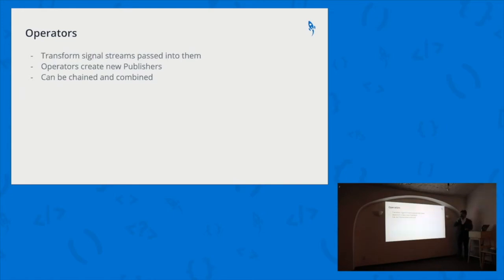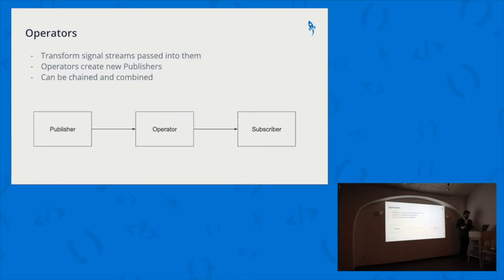So the third and perhaps most important part of reactive programming are the operators. And operators work on the event stream that's passed between the producer and the subscriber. And an important thing is that they create new publishers. So if you take a publisher and an operator, together they create a new publisher. So they can encapsulate them, and they can be chained and combined. So for example, if you have an operator here, you can have two operators, for example.